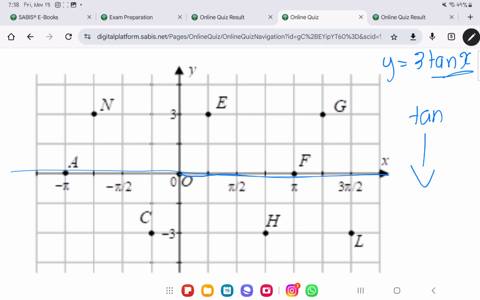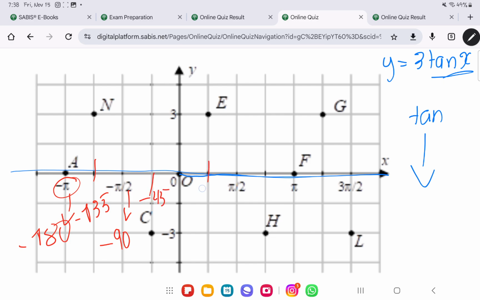Now, to find the point of each exact one, let us start. First of all, minus pi. We know pi, if you remember from the previous chapter, pi was 180. Okay? Then if this over here is 180 and we are moving backwards, that means this over here is minus 135. Don't forget the minus. This over here is minus 90 and this over here is minus 45.